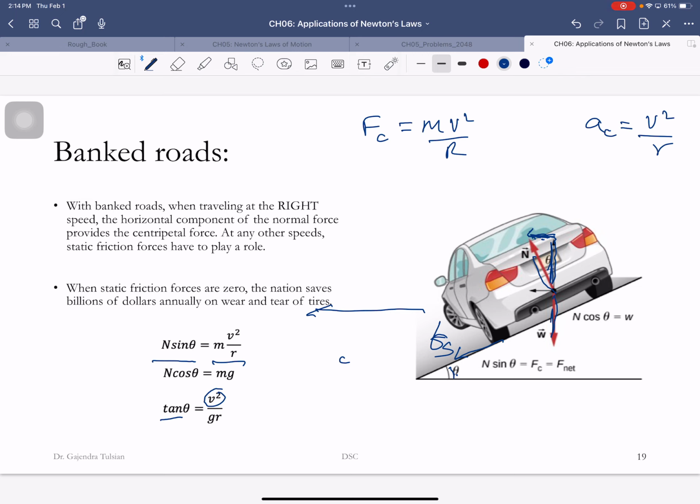Is that why the highway exits have a speed limit? The highway exits all have a speed marked. It's not a speed limit. If you go at this speed, you won't come off. You don't need static friction force. It can be as icy as it wants. You won't slip. So you have to drive at precisely that speed. If you drive at less speed than that, you'll slide downward. If you drive faster, you'll slide upward.